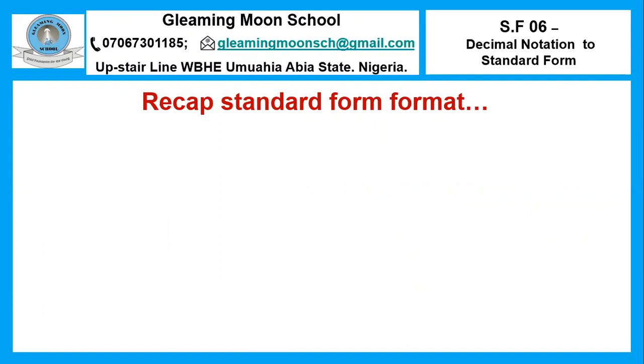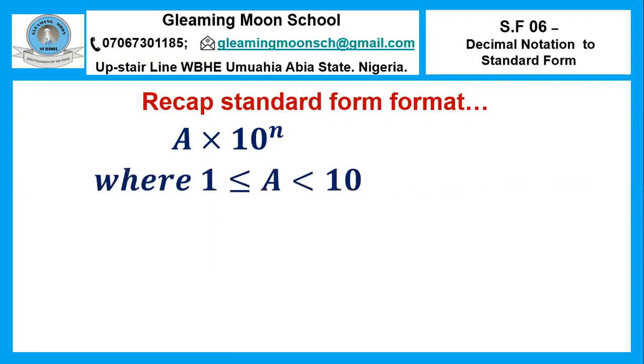Okay. Now let's recap the format of standard form. What did we say is the format of standard form? How do we identify a number that is written in standard form? We said that a standard form number is written as A times 10 raised to the power of n. And A is a number greater or equal to 1 and less than 10.